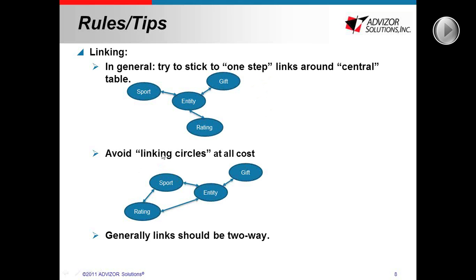This is done to avoid linking circles. So basically the links form a circle among the tables. And so if I would select on entity, the propagation would keep going around in a circle, and this would cause some odd behavior in the software. And then also, links are generally always two ways. This way, like I said before, you can select either table and the selection will be propagated either way.